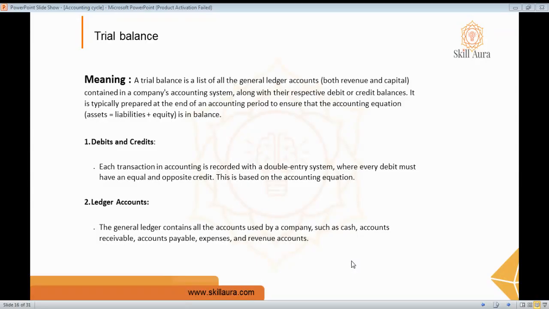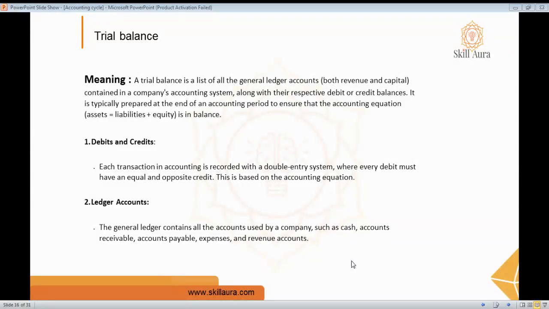A trial balance is a list of all the journal ledger accounts, both revenue and expense, capital. It contains a company's accounting system also, and it includes the respective debit and credit balance. It is typically prepared at the end of the accounting period to ensure the accounting equation, that is, asset is equal to liability plus equity, is balanced.